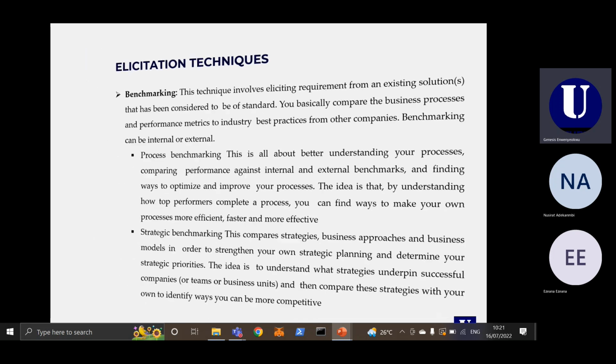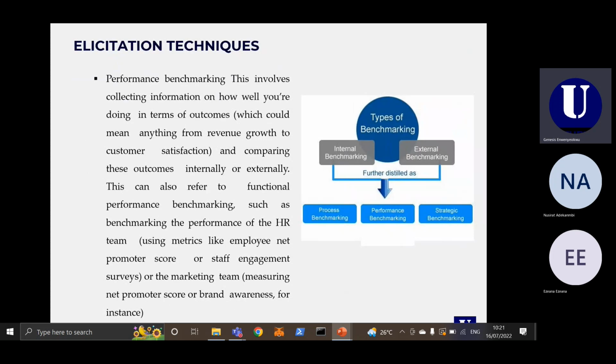And then the last piece of benchmarking, which is performance benchmarking. You're looking at performance in terms of metrics. How well are they doing? How well is the platform doing? How engaging is the platform in terms of performance?